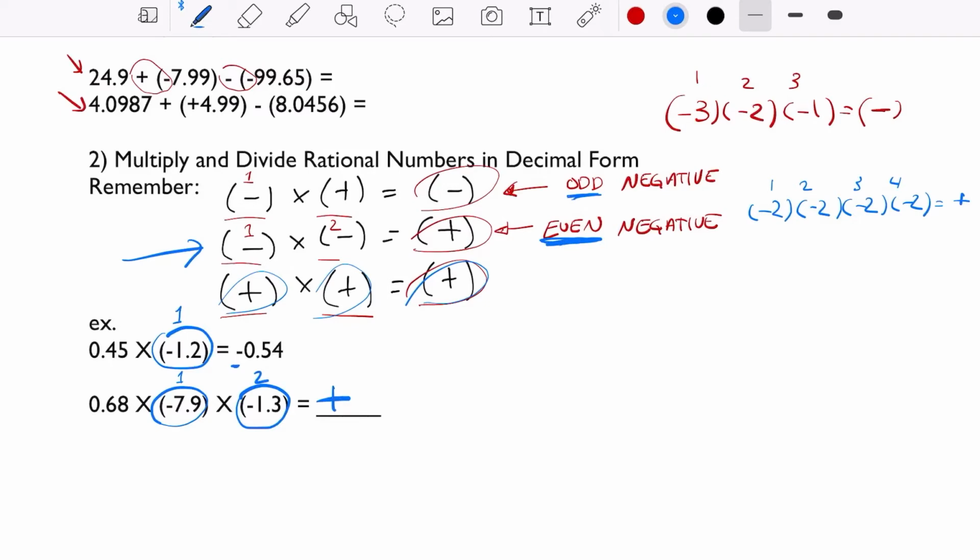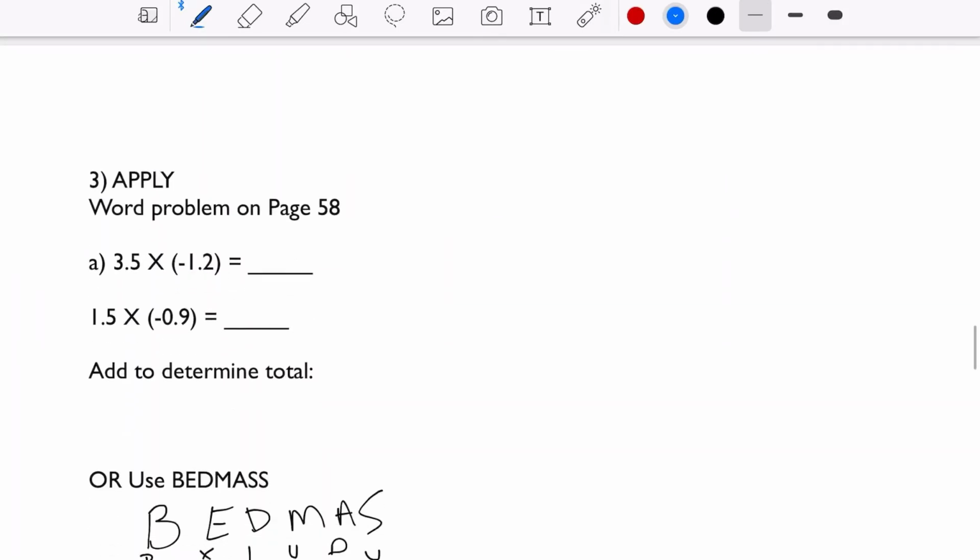You throw that in your calculator, 0.68 times -7.9 times -1.3, and you get 6.9836, and the number is positive because there are 2 negatives. So super important to know. We'll talk about doing this multiplication of decimals without a calculator in a little bit.